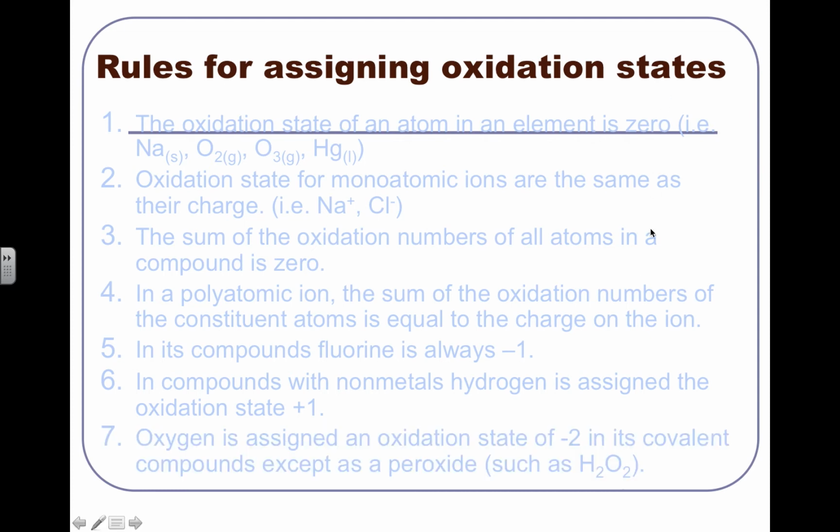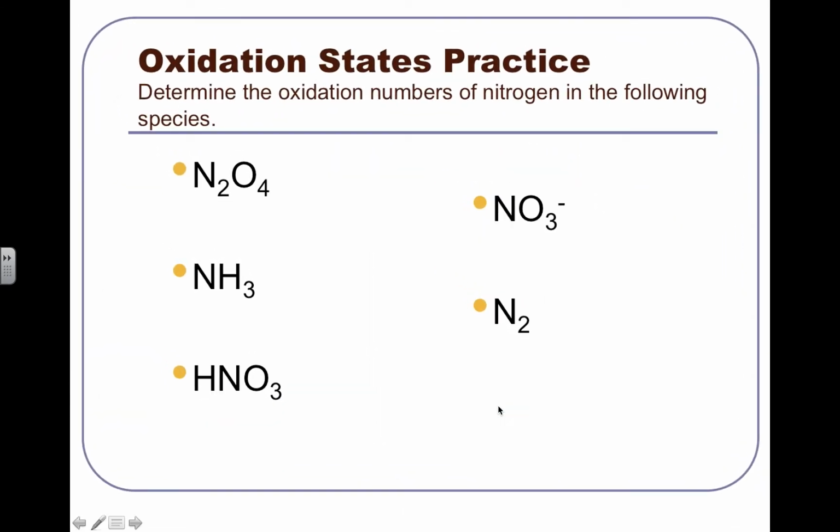Okay, so these rules all stack up on each other. Rule number 1 is where we're going to start in assigning. We'll go down kind of as a flow chart in terms of assigning these. So let's practice. It says determine the oxidation numbers of nitrogen in the following species.